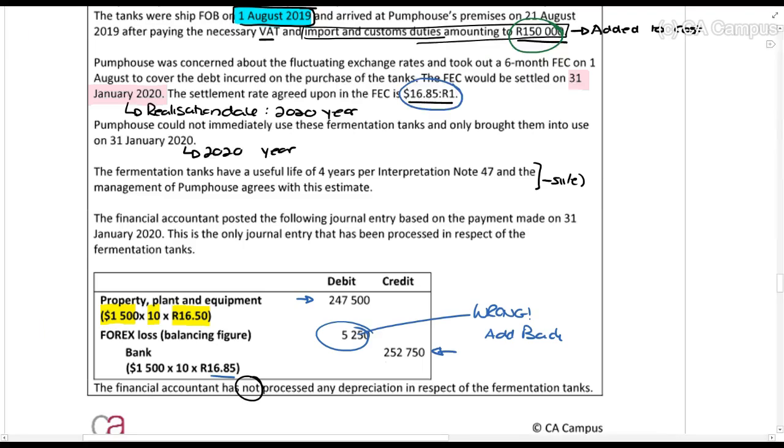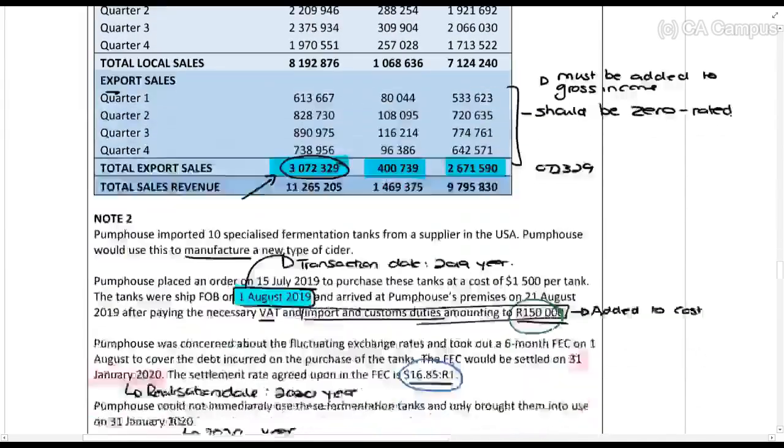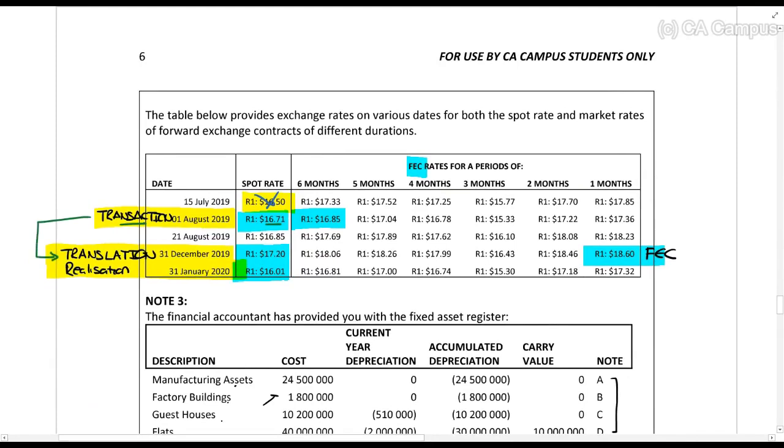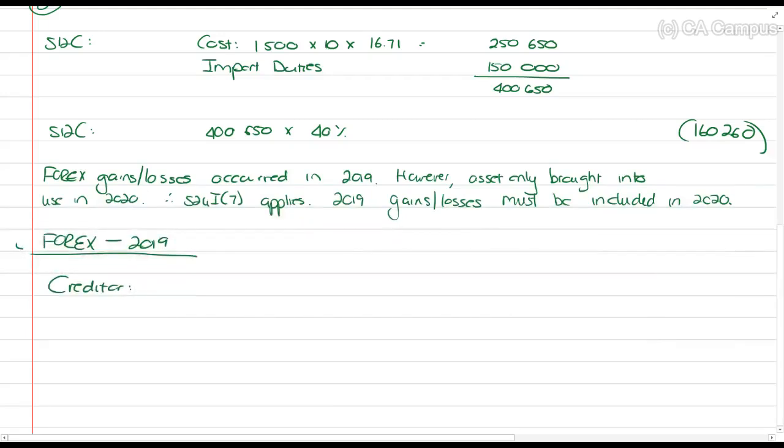First one is the creditor. So now you have to go back and think about what happened in 2019. In 2019, we calculated the forex gain or loss between transaction date and translation date. So transaction date, we thought we were going to pay 1671. Translation date, we see we pay 1720. So that's a forex loss for us. So it's 1,500 times 10 times, I like to put the most recent date down first, minus 1671.